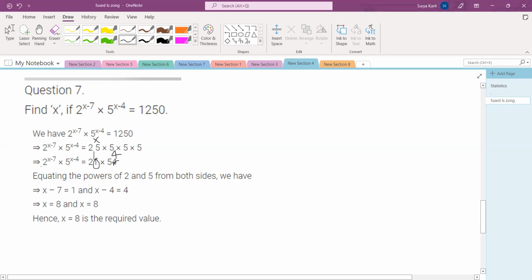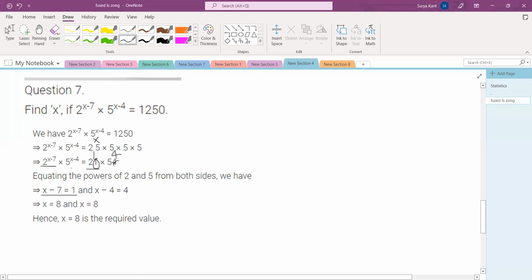Now see, we are comparing the powers. 2 to the power x minus 7 is there, no? And here 2 to the power 1 is there on the right hand side. So if the bases are equal, the powers are also equal. So x minus 7 is equal to 1. Oh, okay. So we're just comparing them.